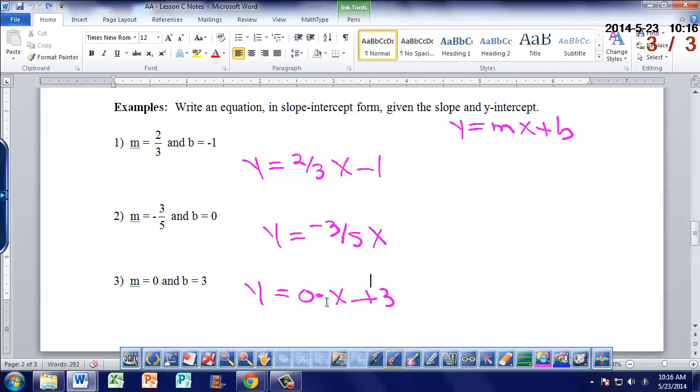Kind of silly to see an equation written like this, so I would like you to simplify it so it's just y equals 3. So this would be a horizontal line. Okay, moving on.